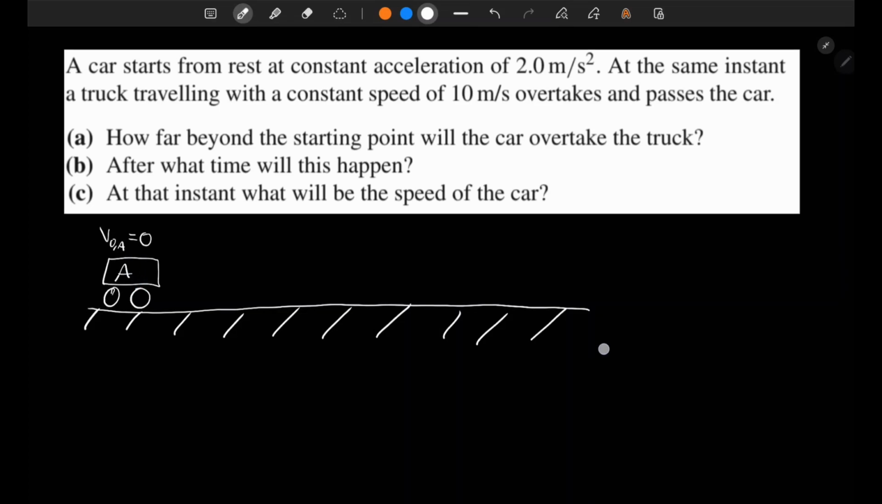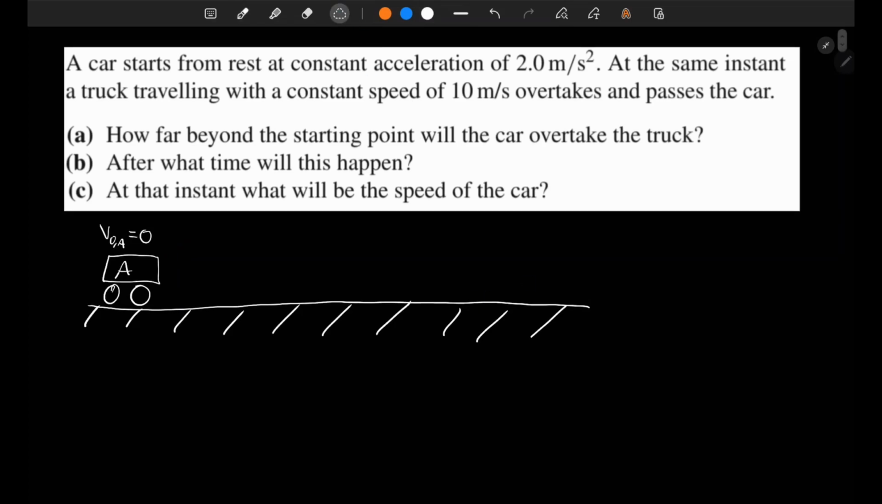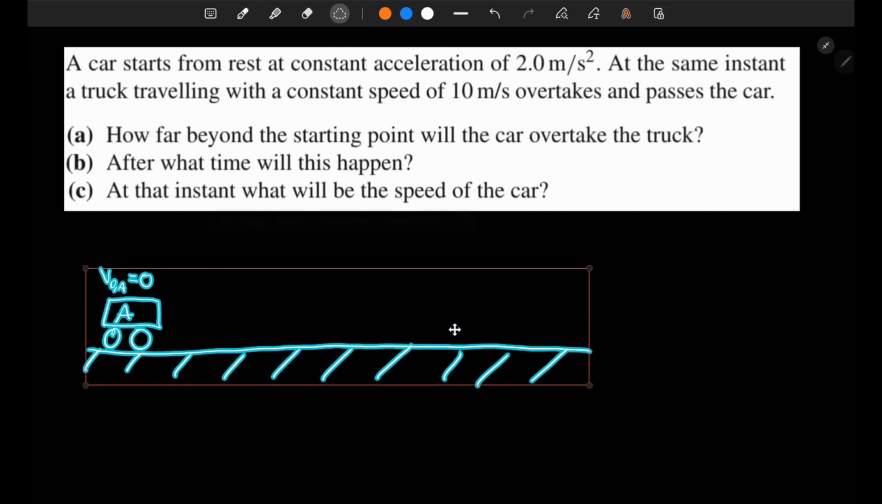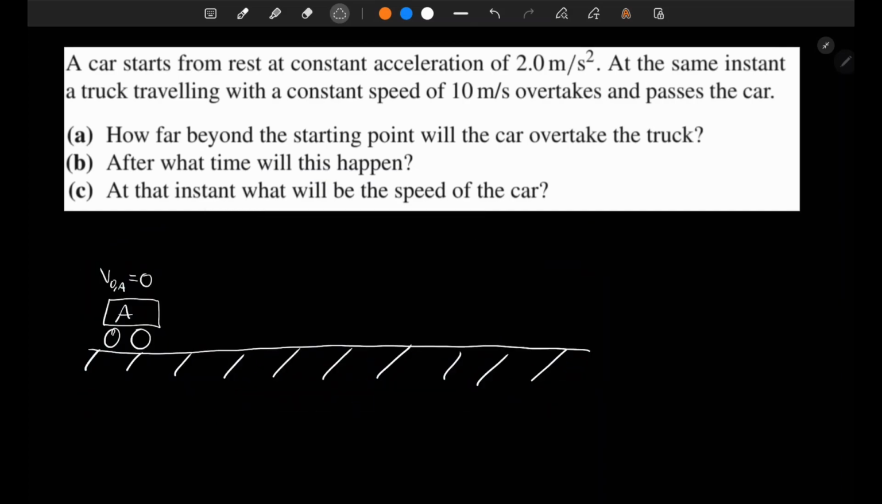And then this car also has some acceleration, so let me move this down a bit. It has some acceleration, a sub A, and that's equal to 2 meters per second squared. Okay, and the velocity has units of meters per second. Great.